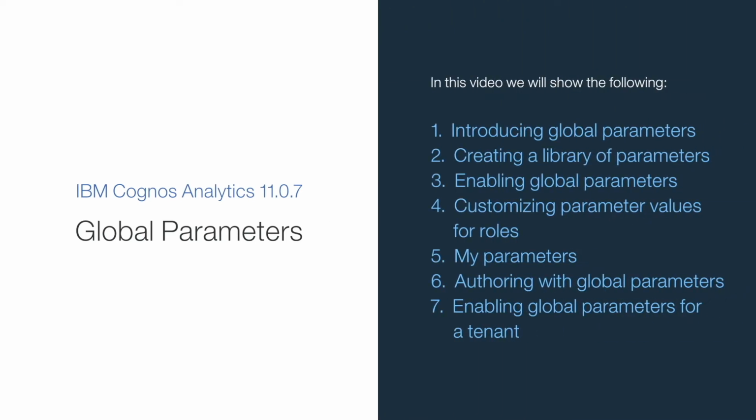Welcome to our video about the new global parameters in IBM Cognos Analytics 11.0.7, where we'll give a brief overview of the feature, then cover creating a library of parameters, enabling global parameters, customizing parameter values for roles, My Parameters, where users can set their own values, authoring with global parameters, and enabling global parameters for a tenant.